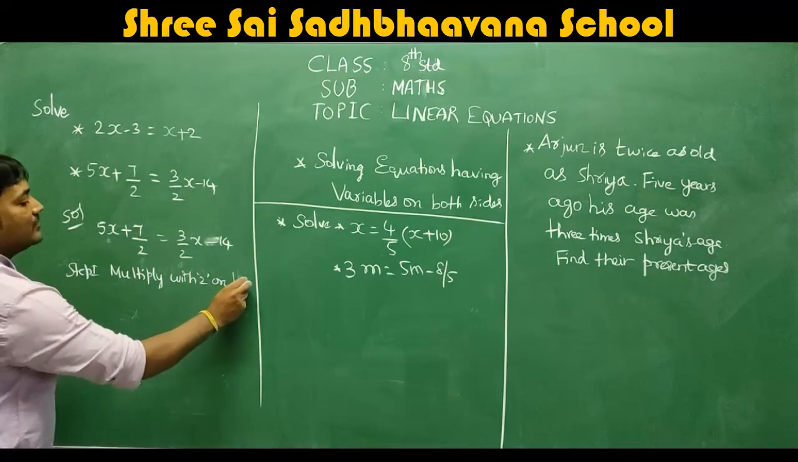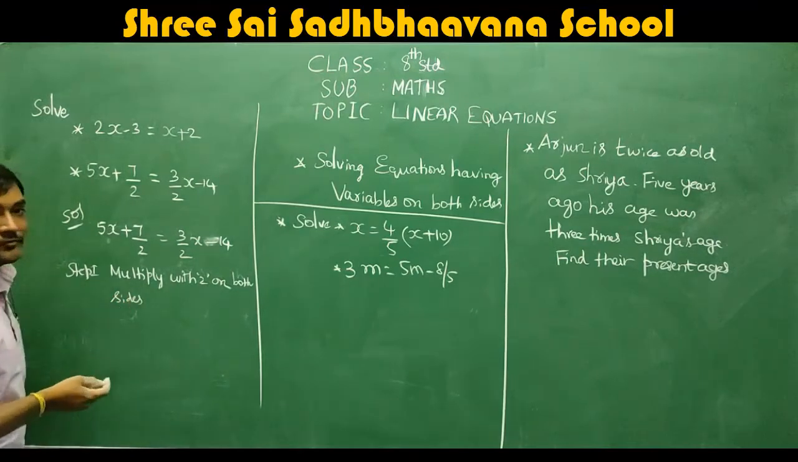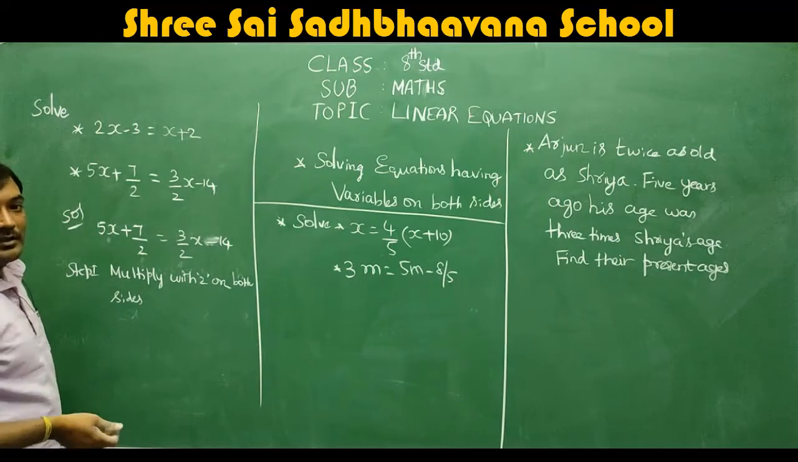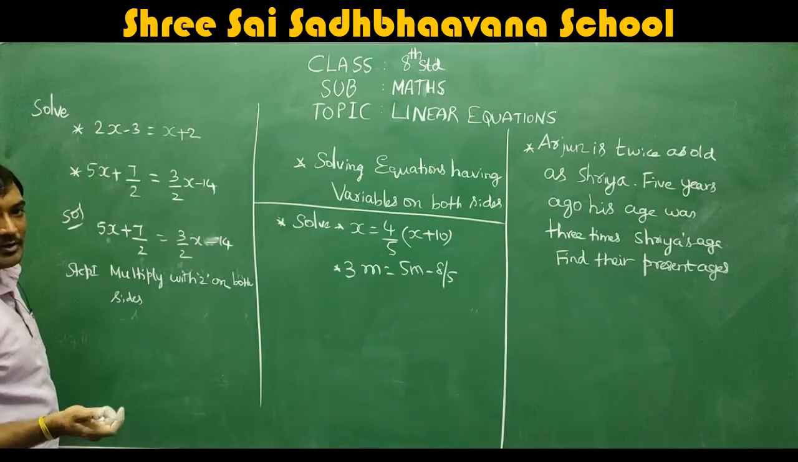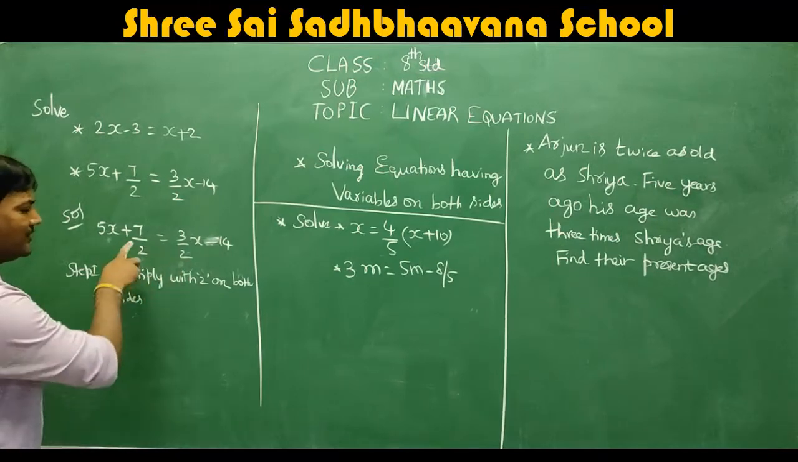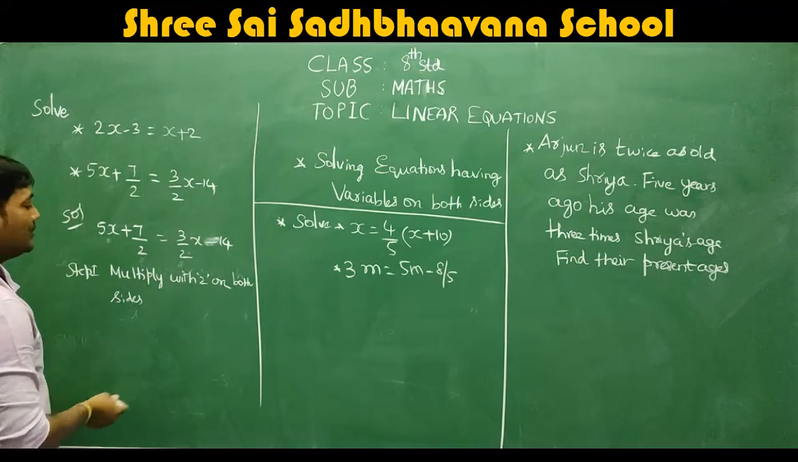The fraction form will be eliminated. This fraction form will become a non-fraction form, where you get only whole numbers. Correct? So these fractions will be eliminated, and the denominators will be eliminated when you multiply with 2.